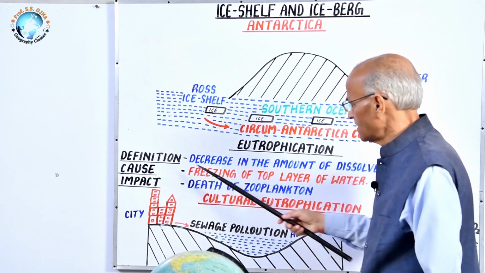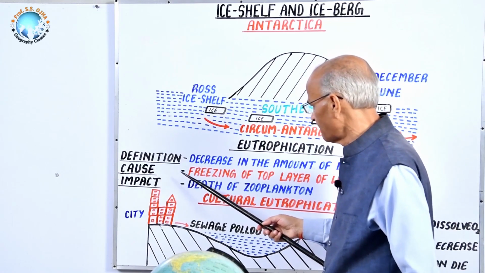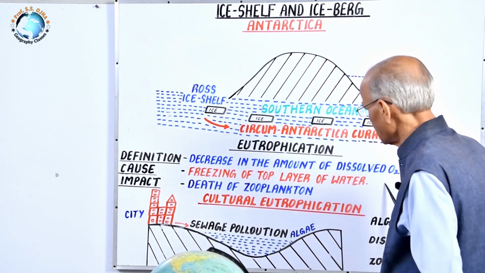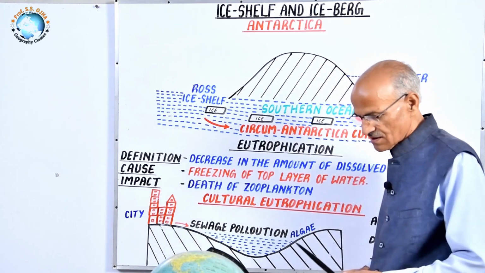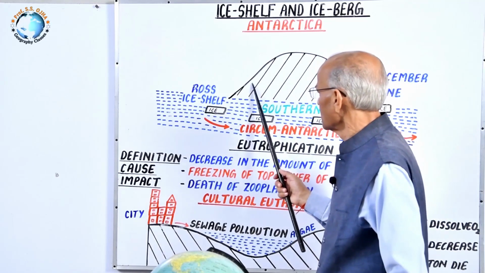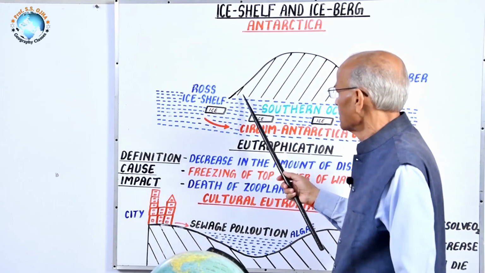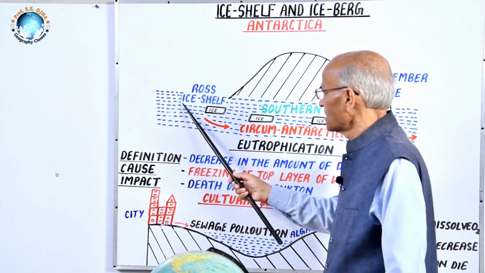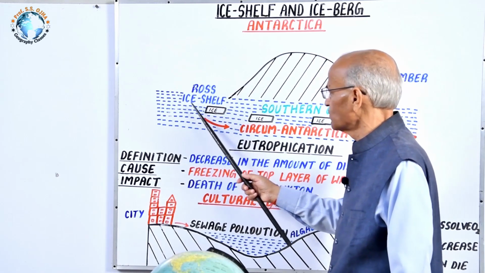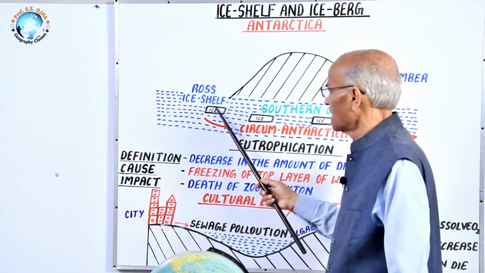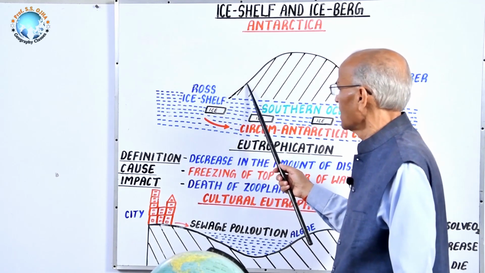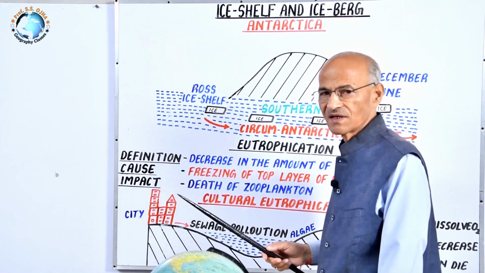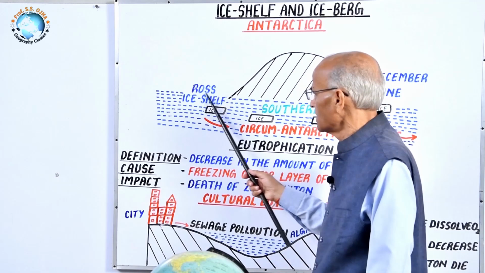Here in eutrophication, the definition is the decrease in the amount of dissolved oxygen in the water. Why does it decrease? Suppose here it is the Antarctica continent and here it is the ice shelf, meaning the top water of the ocean is in a frozen state, and that frozen ice is physically in contact with the ice over the Antarctica continent, maybe in the North Hemisphere, Greenland also. Thus, this is an ice shelf.